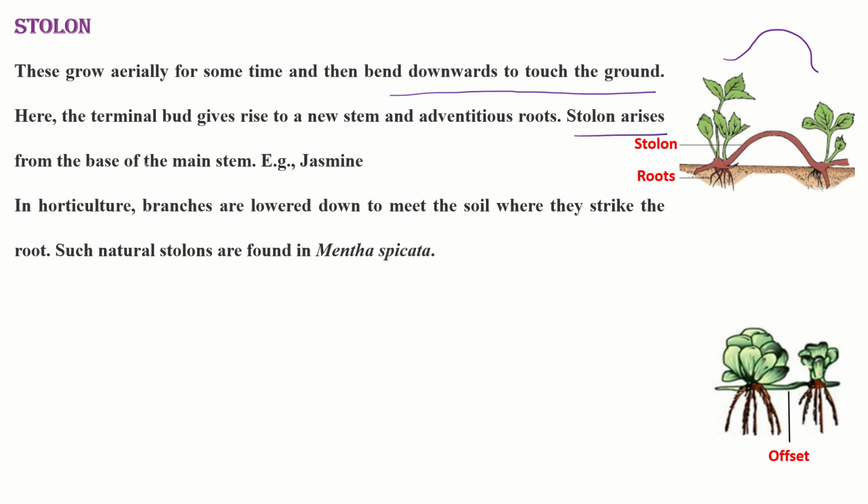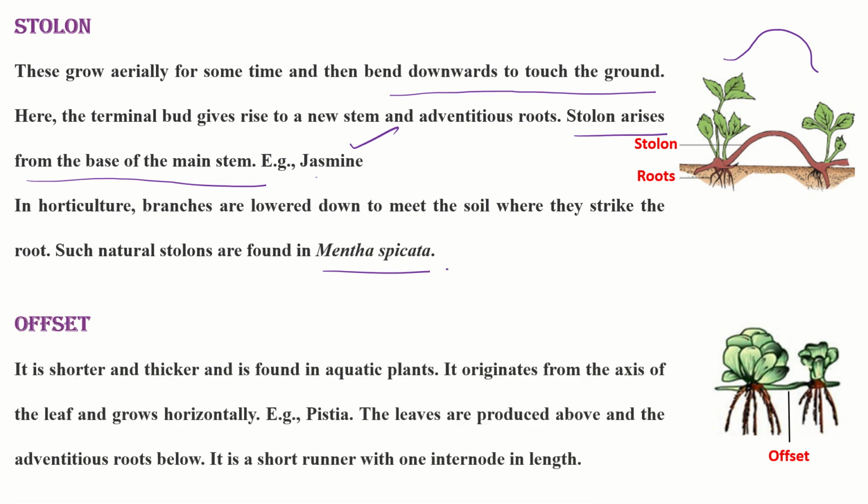Stolon arises from the base of the main stem. It is found in jasmine. In horticulture, branches are lowered down to meet the soil where they strike the root. Such natural stolons are found in mentha. This is an important example.